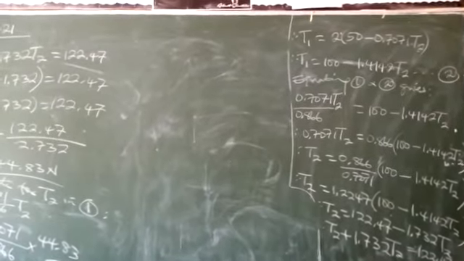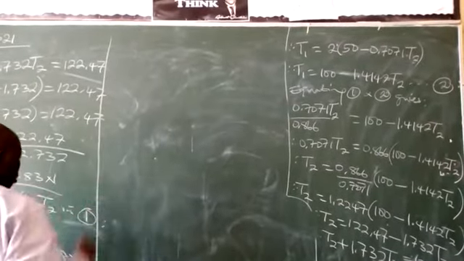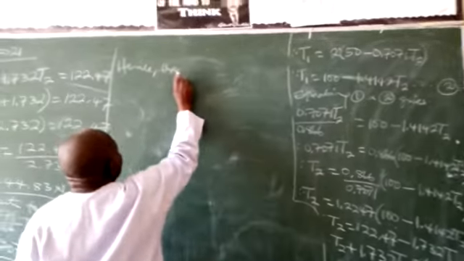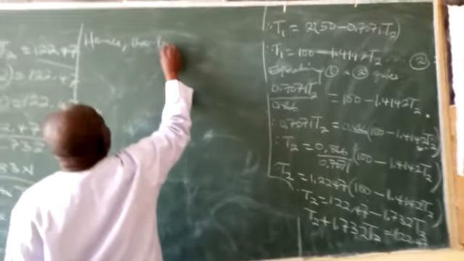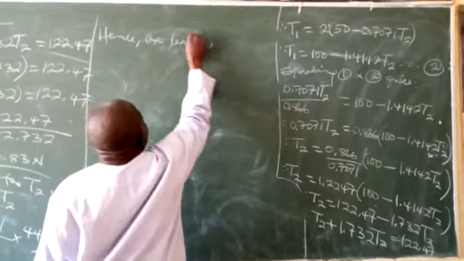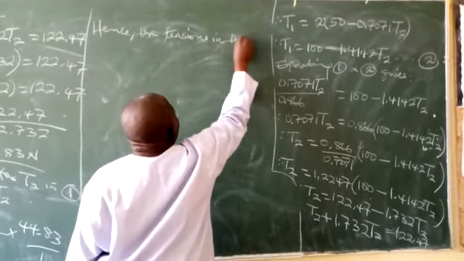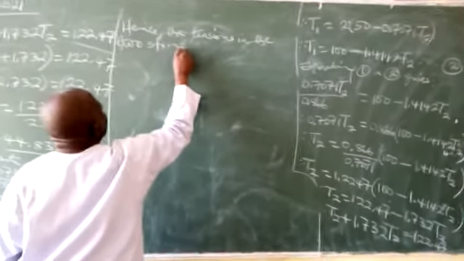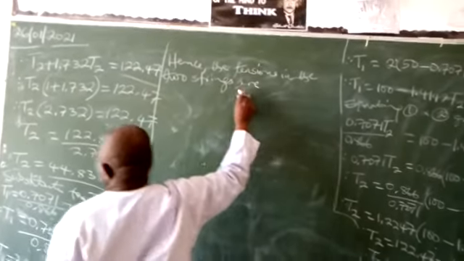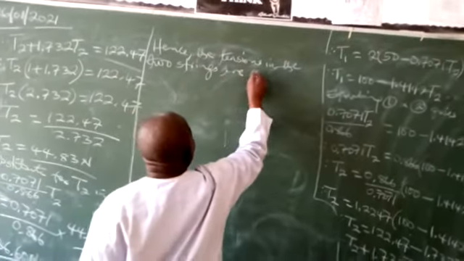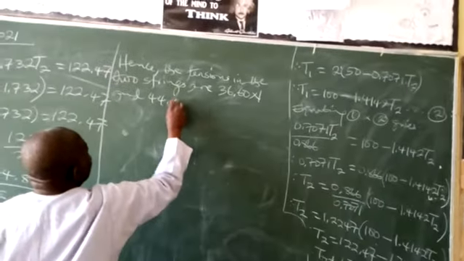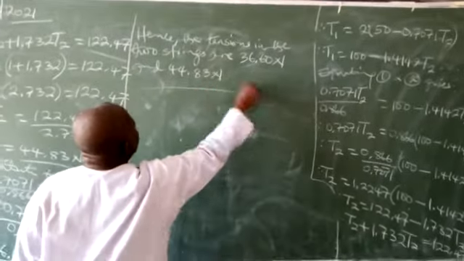Hence, the tensions in the two strings are 36.60 Newton and 44.83 Newton. These are my answers.